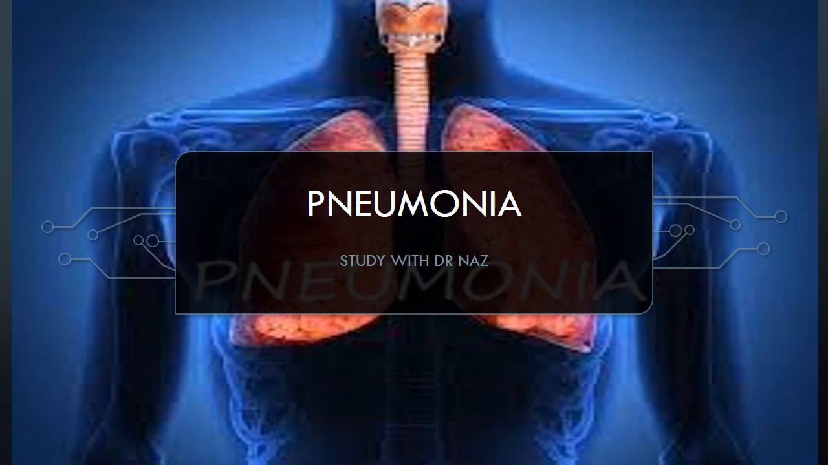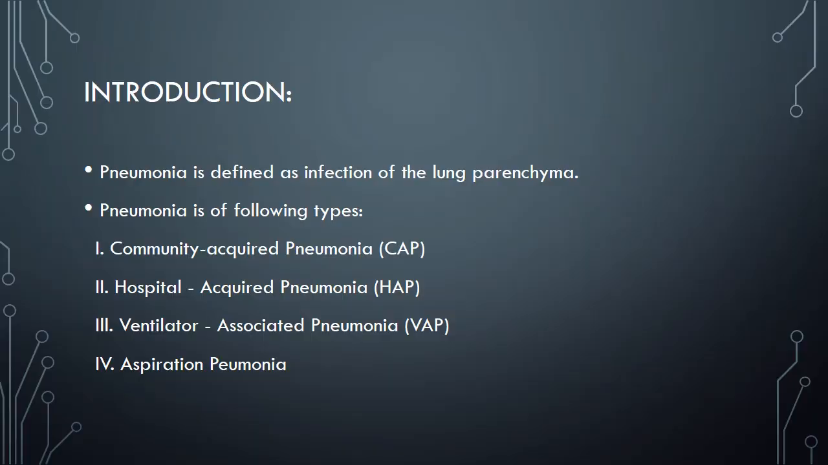This is Dr. Naz and today I'll be discussing pneumonia. So pneumonia is defined as an infection of the lung parenchyma and it has the following main types: community acquired pneumonia, hospital acquired pneumonia, ventilator associated pneumonia, and aspiration pneumonia. In aspiration pneumonia, there will be organisms which are present in the gut, and when they go into the lung, they will cause the infection.